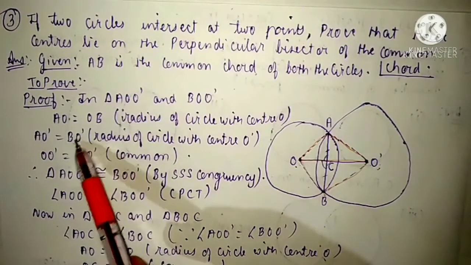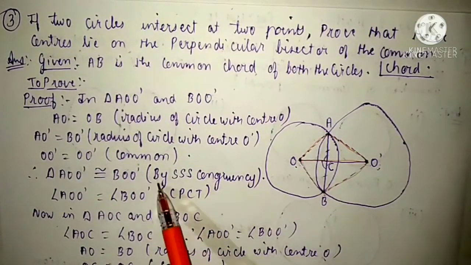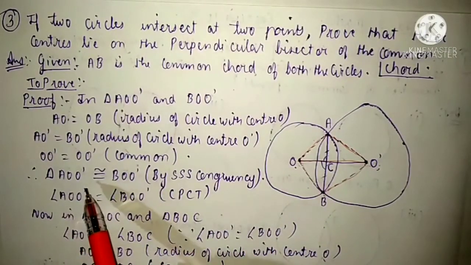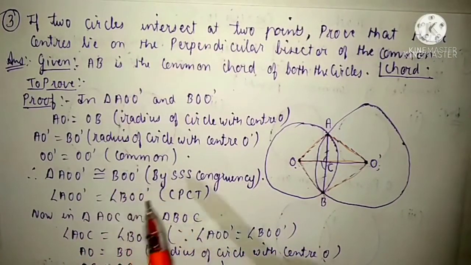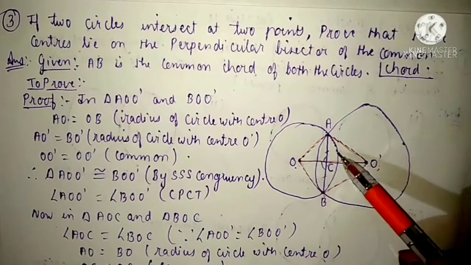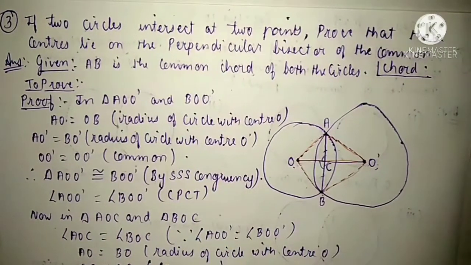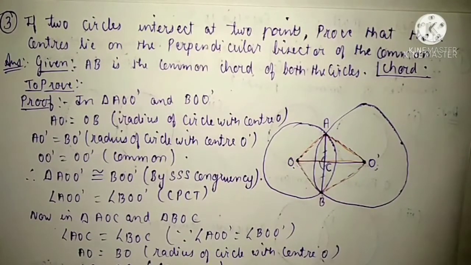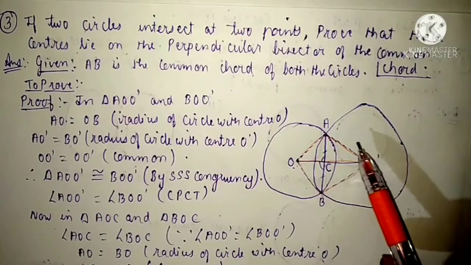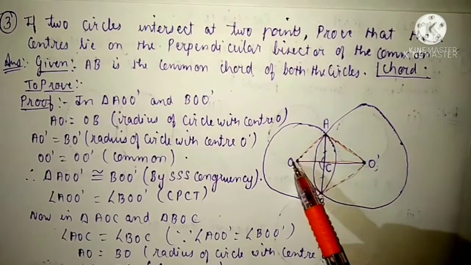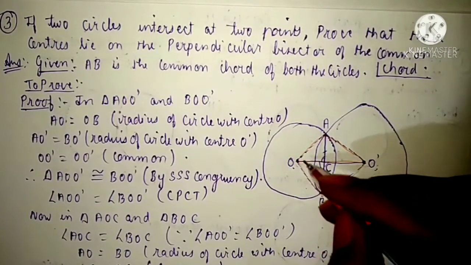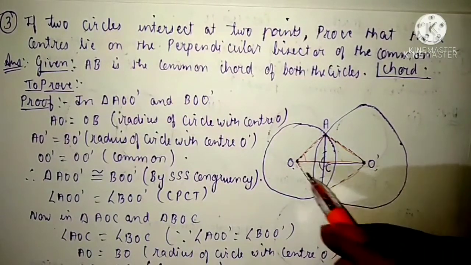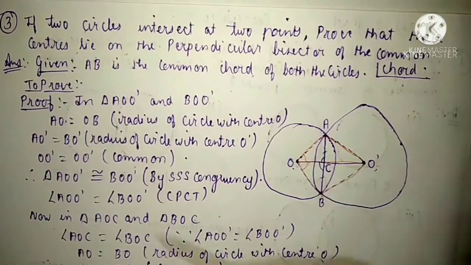Now this is side, and this is also side. So by SSS congruency, triangle AOO dash is congruent to triangle BOO dash. Now if these two triangles are congruent, then their corresponding parts will be equal. So by CPCT we can say that angle AOO dash, that means this angle, is equals to angle BOO dash, that means this angle. Okay, by CPCT.